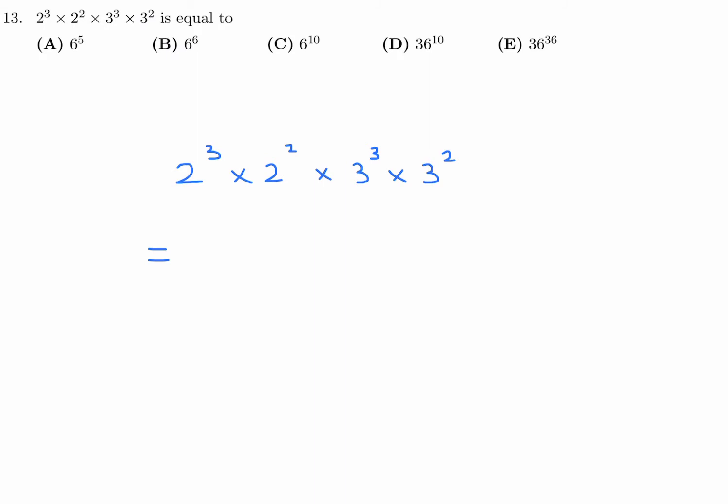And if I combine those, I get 2 times 3, all to the power of 3, like that. And very similarly, I can combine these two because they have the same exponents. So again, 2 times 3, all to the power of 2, like that. So this becomes 6 to the power of 3, and this becomes 6 to the power of 2. And then, of course, I can add those exponents, and that becomes 6 to the power of 5. So number 13, the answer is A.